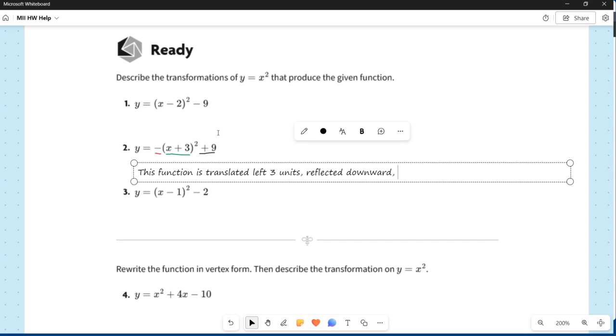The last thing we need to talk about is the plus 9, and the plus 9 is a vertical shift, so it's up or down, and because it's plus 9, it means it's up. So we can finish this out by saying it has been translated up 9 units. And if we apply these transformations to the parent function, we will get this new quadratic, which will result in a new parabola on our graph.